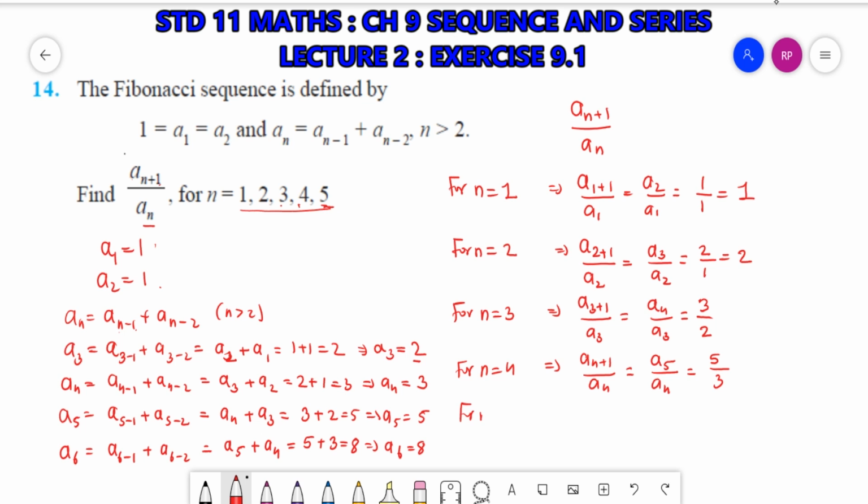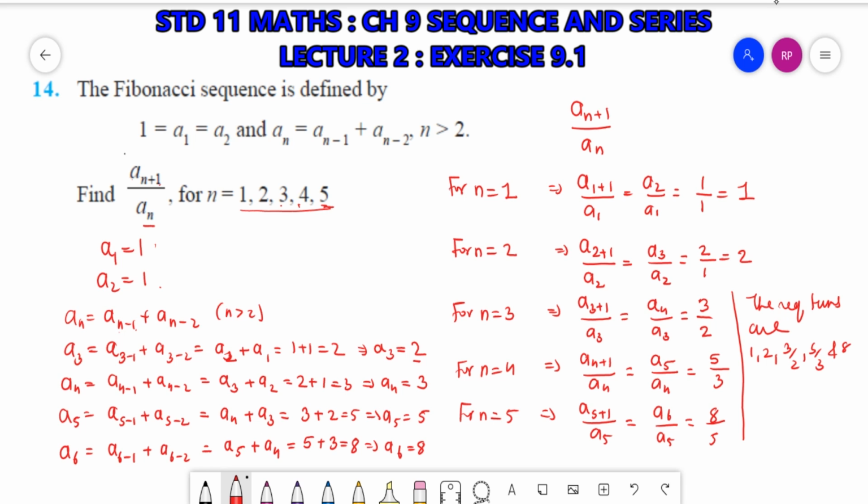And for n equal to 5, A5 plus 1 upon A5, that is A6 upon A5. The value of A6 is 8 and A5 is 5, so it is 8 by 5. So the required terms are 1, 2, 3 by 2, 5 by 3 and 8 by 5. Clear? So this was about question number 14. Just note it down.